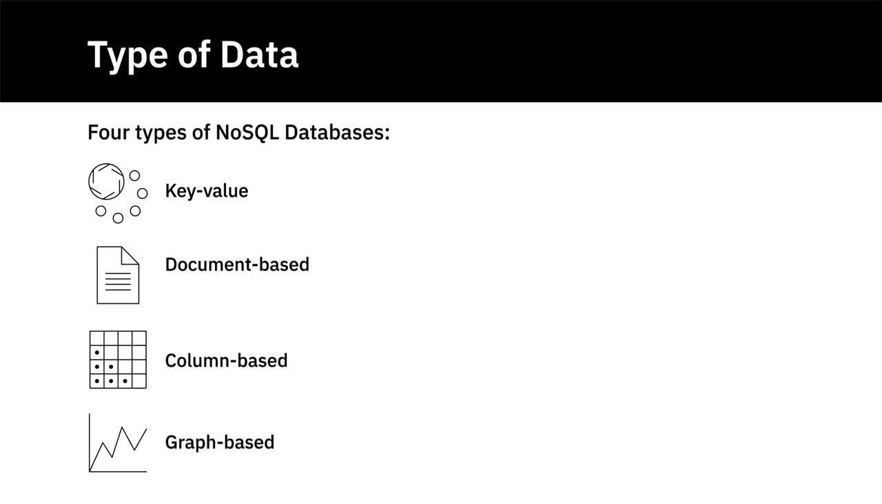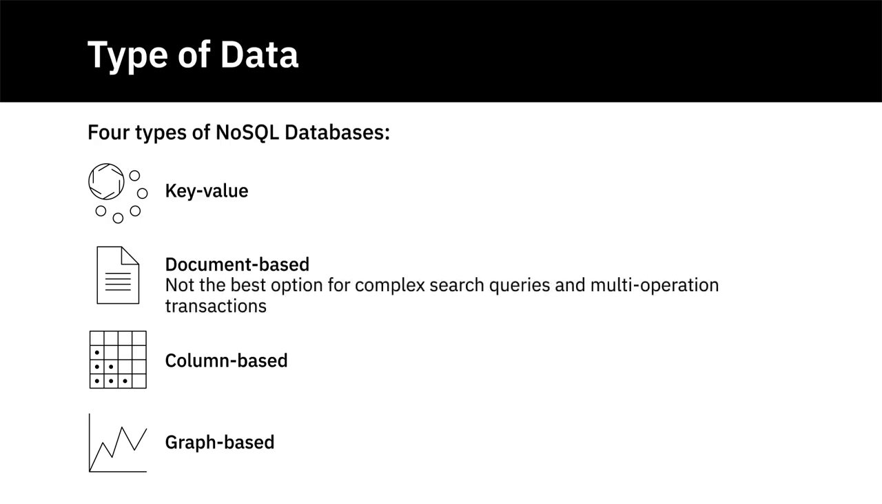If you're looking to run complex search queries and multi-operation transactions, for example, a document-based database may not be the best option for you. Like, you would not opt for a graph-based database if you need to process high-volume transactions, because graph-based databases are not optimized for large-volume analytics queries.